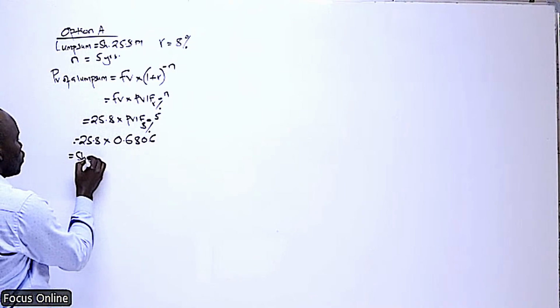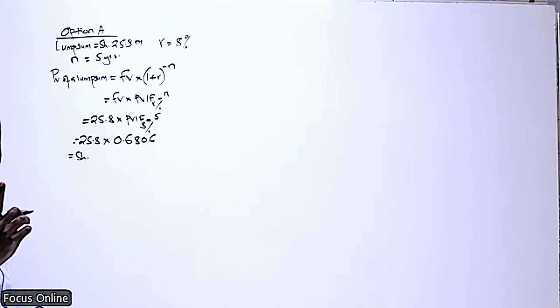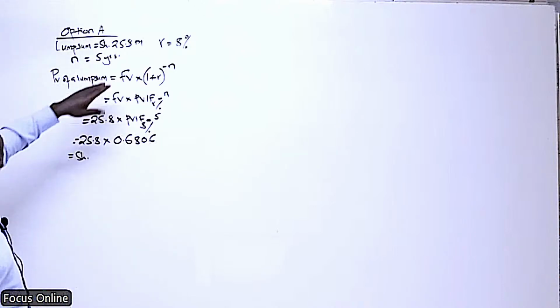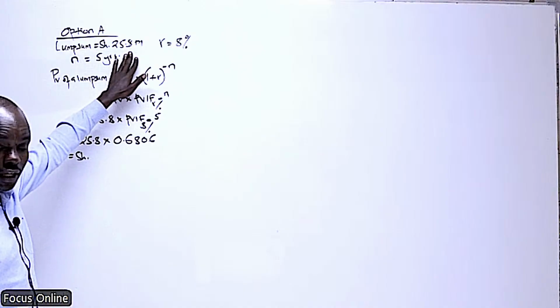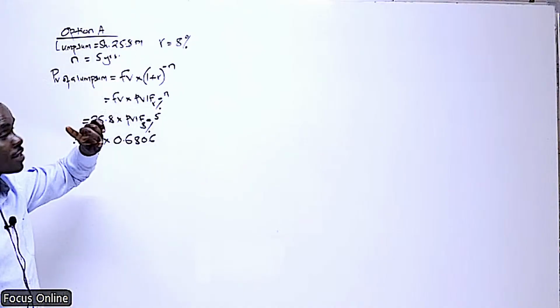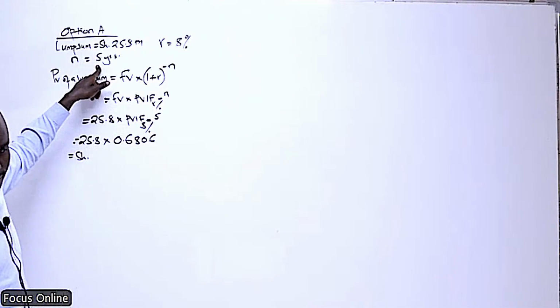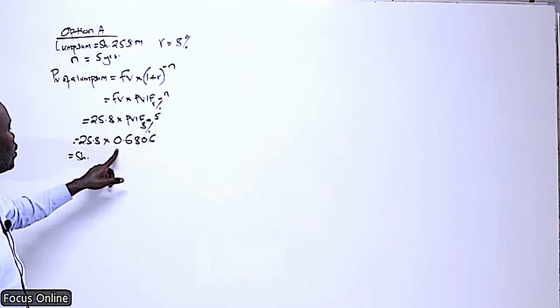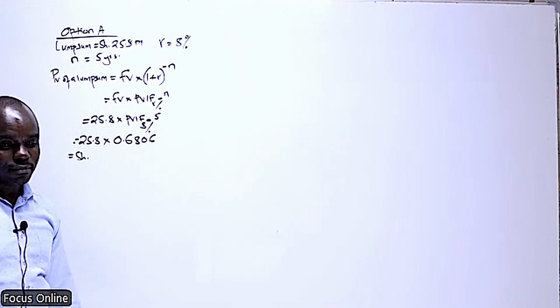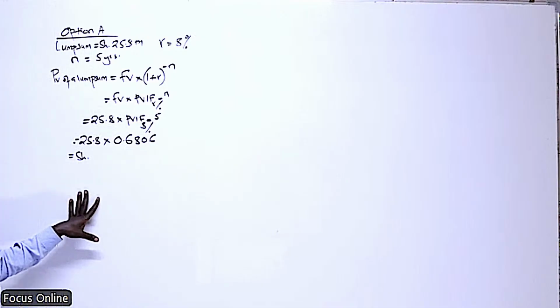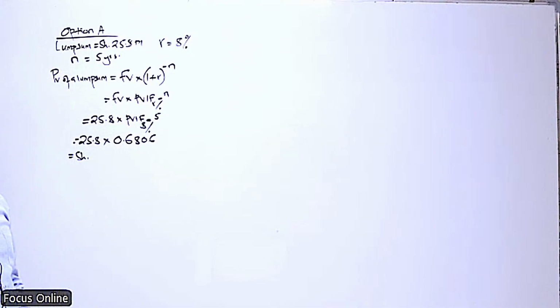We said a lump sum is a payment or a receipt which occurs once. Like in this case, this person will be paid 25.8 million once after 5 years. That's why we are using this factor, because it is a lump sum. So multiply, get the answer.